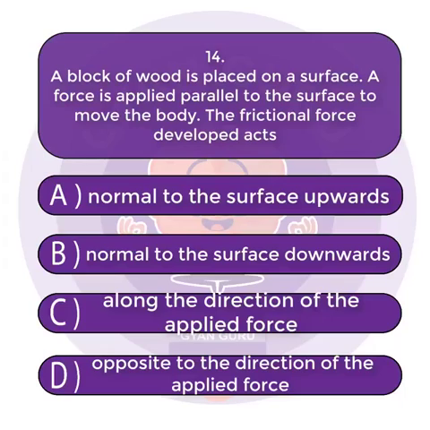Question 14. A block of wood is placed on a surface. A force is applied parallel to the surface to move the body. The frictional force developed acts: A. Normal to the surface upwards, B. Normal to the surface downwards, C. Along the direction of the applied force, D. Opposite to the direction of the applied force.